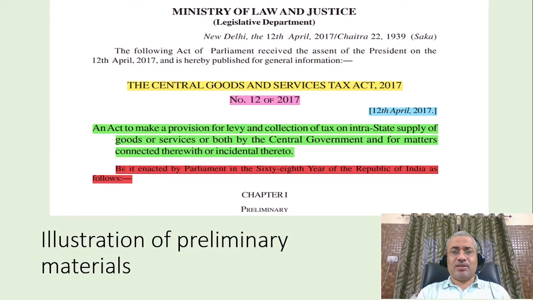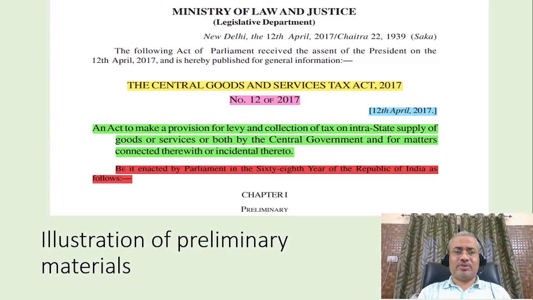Then it is followed by the serial number 12 of 2017. Then you can see in blue the date written as 12th April 2017. It shows the date of assent. As you can see, it is written also on the top by the Legislative Department that the Act of Parliament received the assent of the President on 12th April 2017. After the date of passing, preamble is not appearing here. Preamble is an item of the past now. So directly the long title is there.